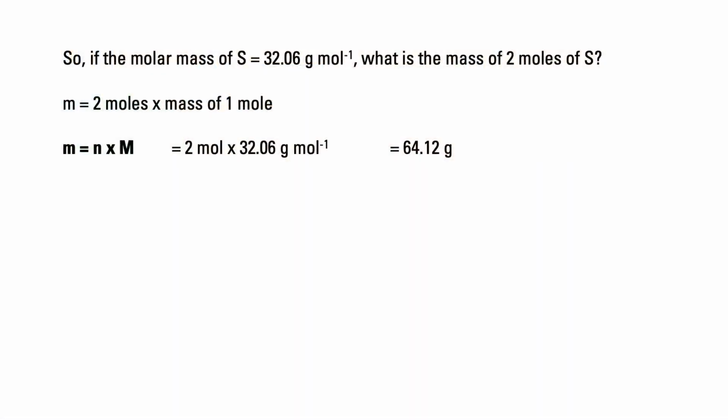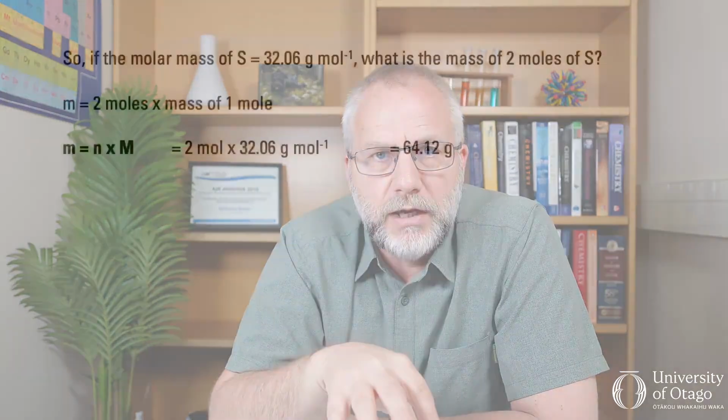If we know that the molar mass of sulfur is 32.06 grams per mole, and we want to know what the mass of 2 moles of sulfur would be, then hopefully we can see that if 1 mole weighs 32 grams, 2 moles will weigh 64 grams, right? Twice as many atoms will weigh twice as much. And we can express this with a little bit of math, if you like.